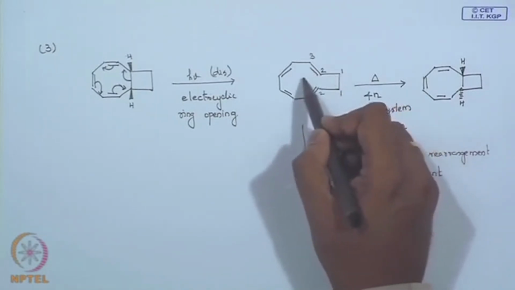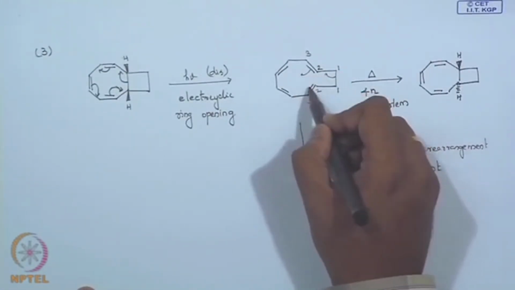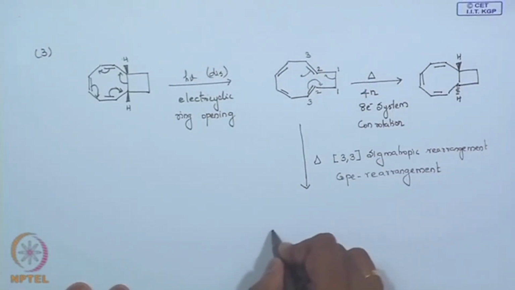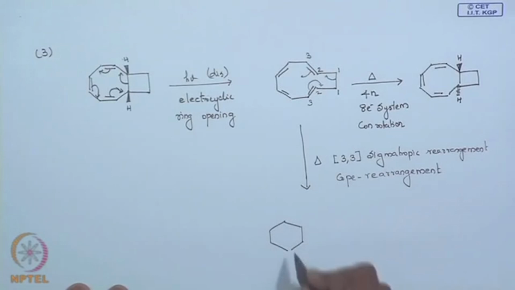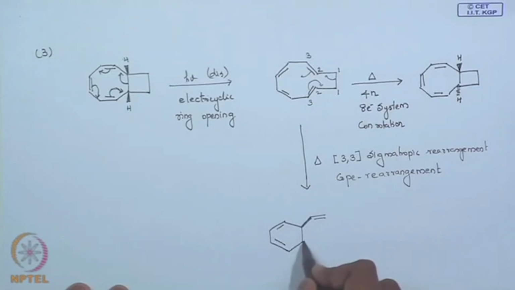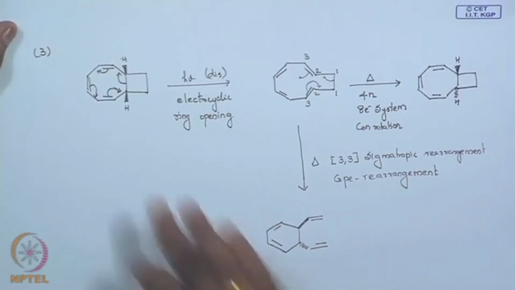So you have to open one bond and close another. That's all, right? You just have to push the electrons. So what can you write? You get the opposite because it's opening like this. That's good. So that's all. See how nice it is.